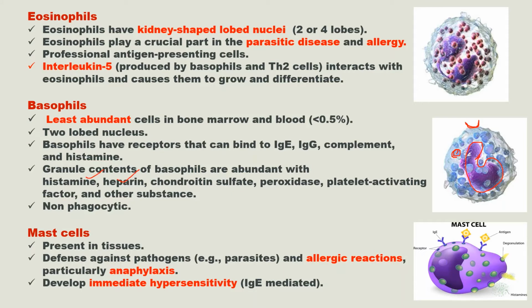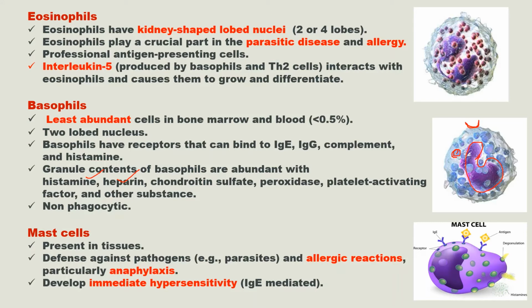Histamine plays a major role in inflammation. This is a vasodilator and also a chemoattractant. Vasodilator means that it will help in widening of a blood vessel. If a blood vessel widens, what happens? Blood flow will increase. And heparin is an anticoagulant. That means it will prevent blood clotting. And basophil is a non-phagocytic cell.